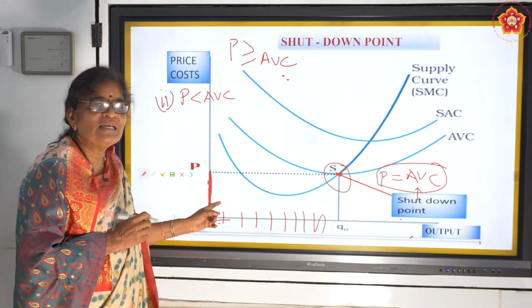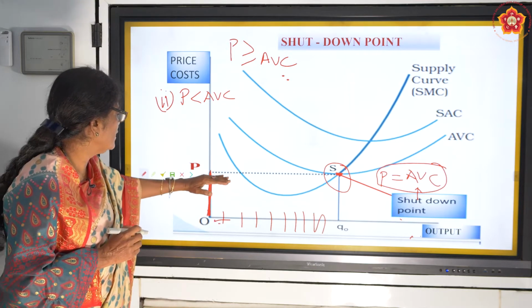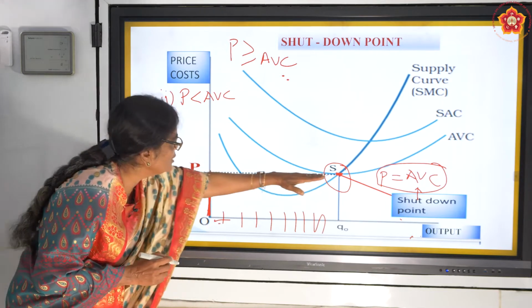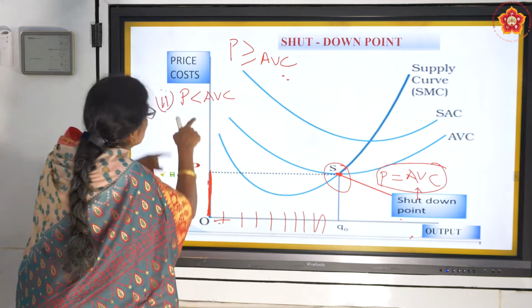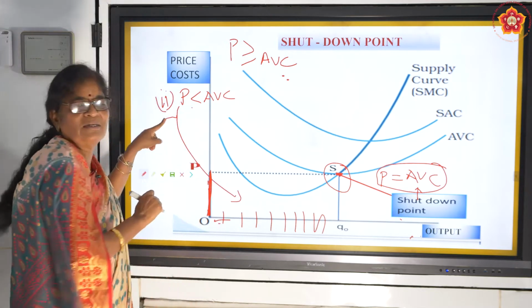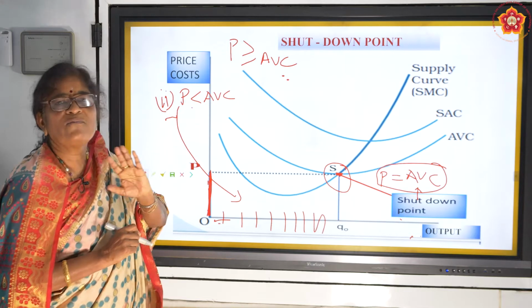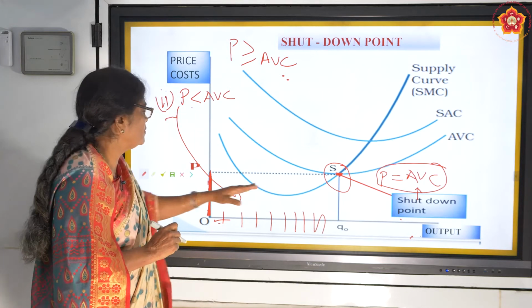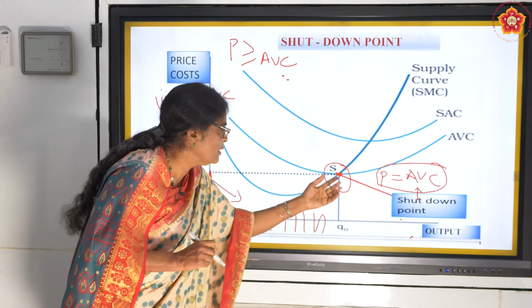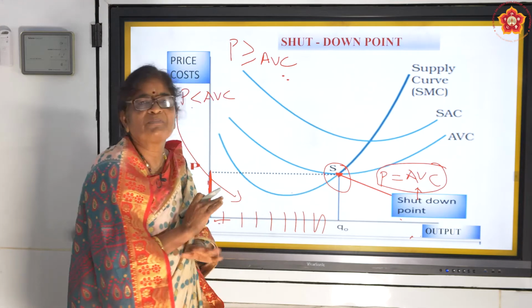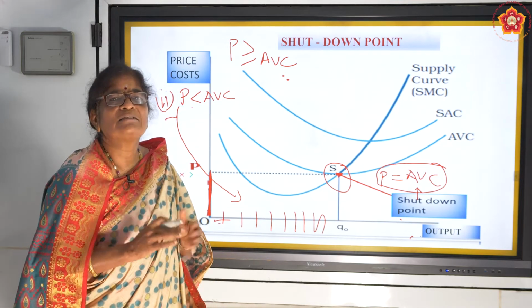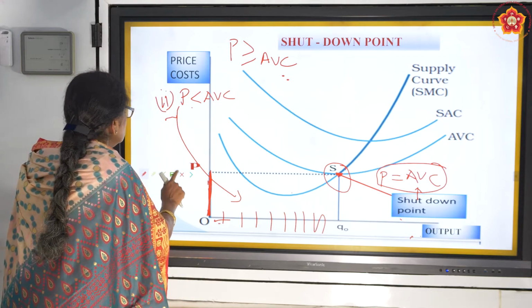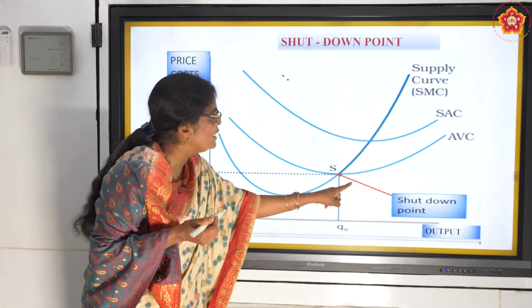You will understand why this is zero level of output, because here price is less than AVC. This is the minimum AVC. Therefore, below this minimum AVC, what do we say? Price is less than AVC. This condition is met. At this condition, no firms will produce. When price goes down lesser than this minimum AVC point, the firm stops the production. We say it shuts down the operations of production. That is what is mentioned here. Therefore, this point is called the shutdown point.